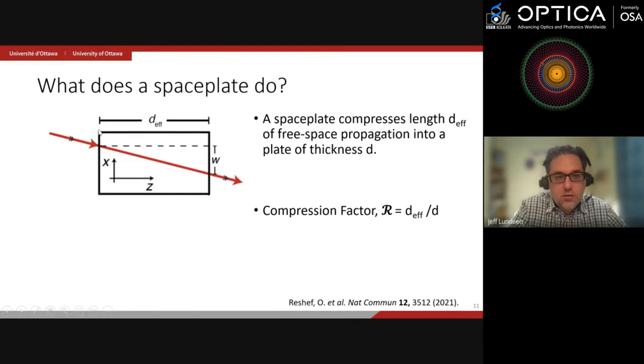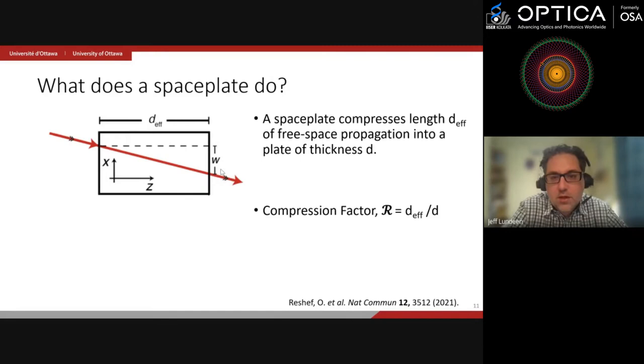And what's going to happen? The ray is going to hit that volume at one position, and it's traveling across it, and it's going to leave it at a different transverse position. So there's going to be this walk-off between where the ray entered and where the ray left. So that's what free space does.